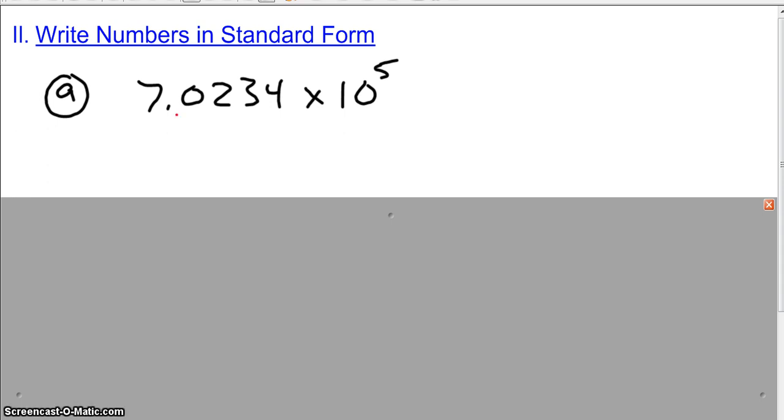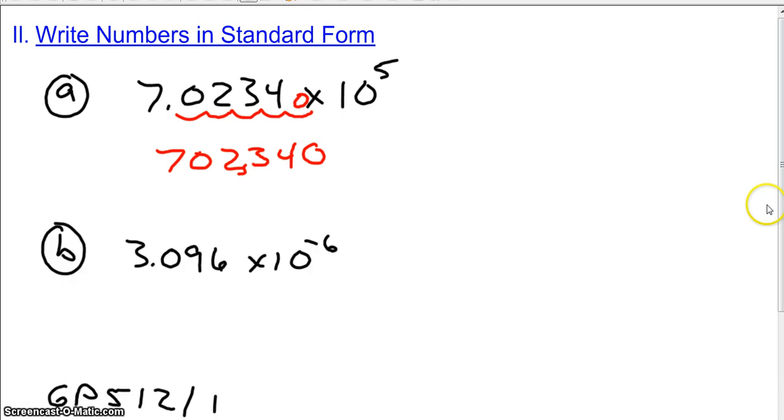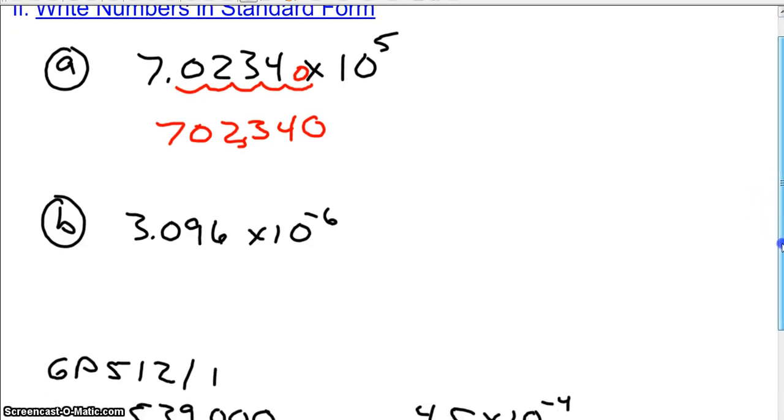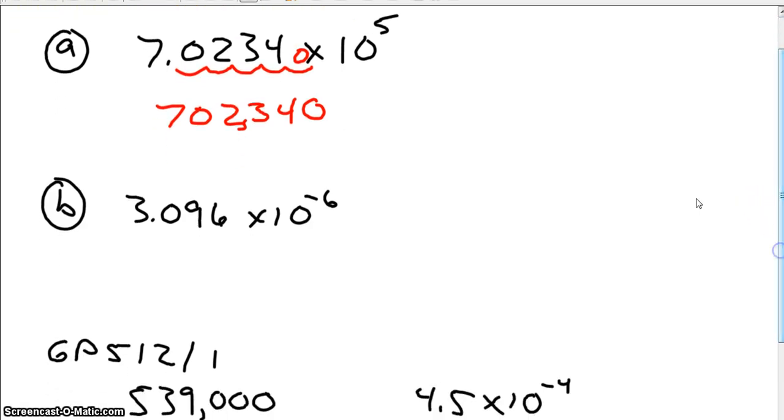Good, we're going to give it 1, 2, 3, 4, and one more, right? So we'll fill with a 0. So our new number is 702,340. Good. Same would be true, or something similar, right? When we have a negative.